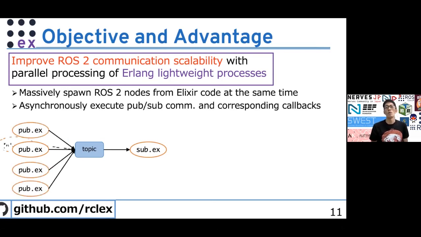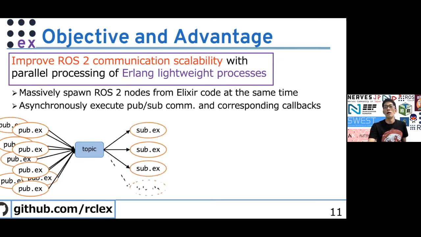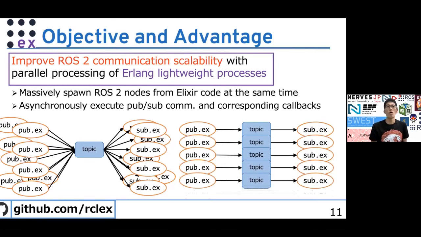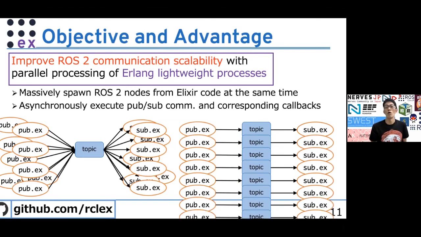However, what happens when the number of publishing nodes increases more and more, and the number of subscribing nodes also increases more and more? In another case, there is a pair of publisher and subscriber nodes with one topic. But what will happen when the number of these pairs increases more and more? We want to improve the scalability of such systems by using the power of BEAM.